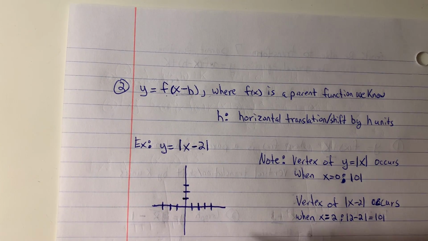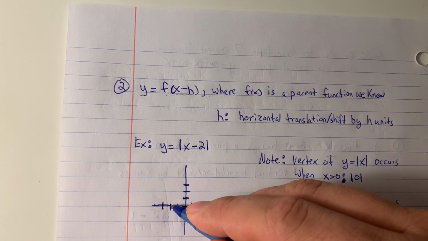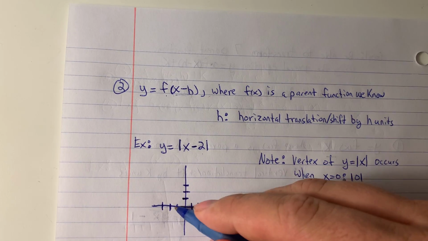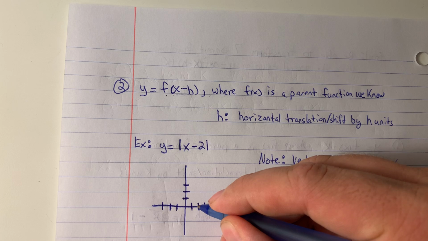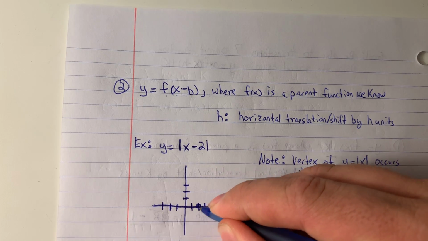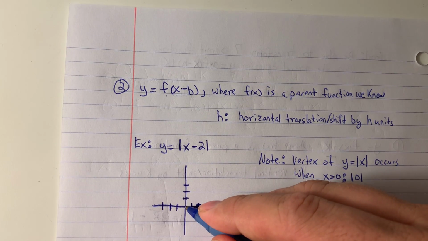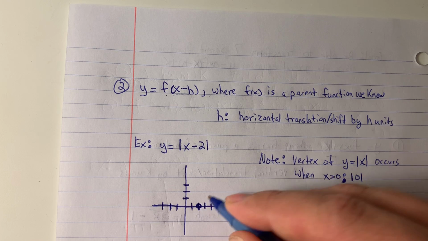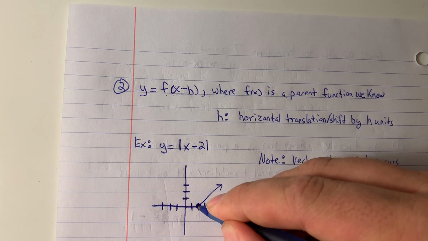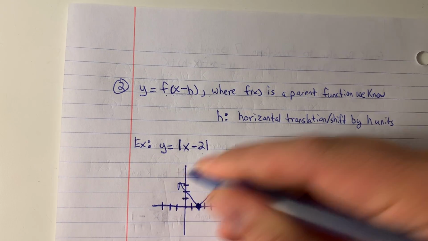And a lot of kids suspect that it's going to go to the left by 2, to like x equals -2, and that's where the key point will be. But it actually shifts to the right by 2. And the vertex, instead of being at (0, 0), is at (2, 0). And let's look at why, because it's a little bit weird.